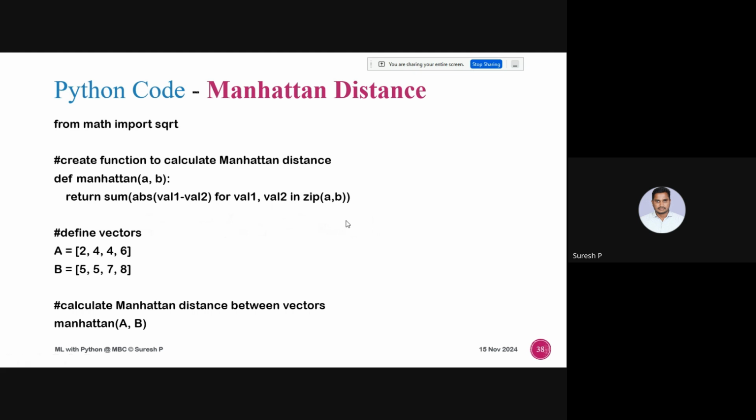So this is the Python code for calculating the Manhattan distance. We have two vectors here in 4 space. In the previous scenario we had 3 space, so here it is 4 space. There are 4 attributes in the data points, for example 2, 4, 4, 6. In another data point we have 5, 5, 7, 8. We take the absolute difference between the two data points, that is 2 minus 5, 4 minus 5, 4 minus 7 and 6 minus 8. The sum has to be calculated, so for that we are writing the Manhattan function.